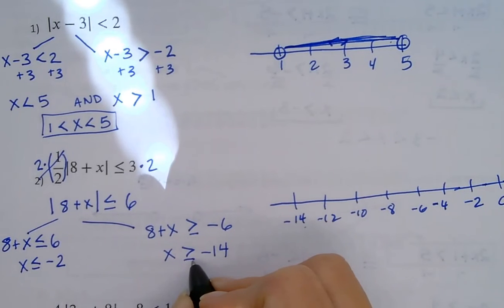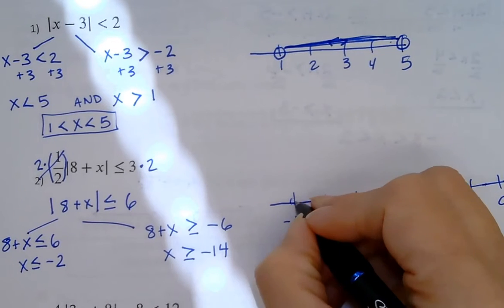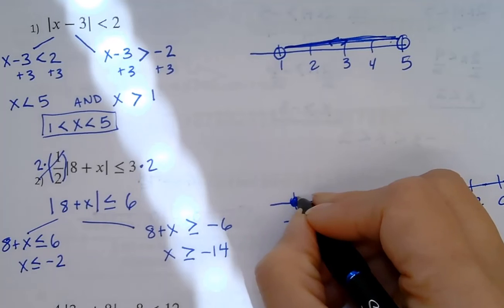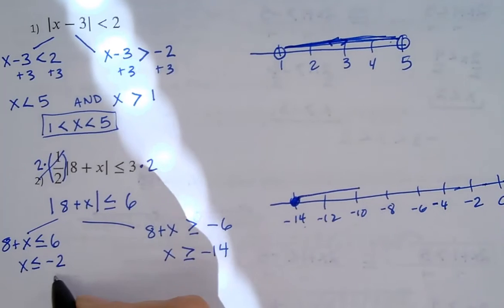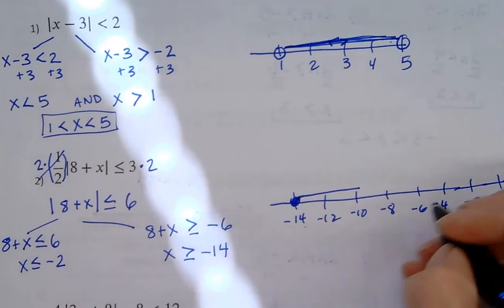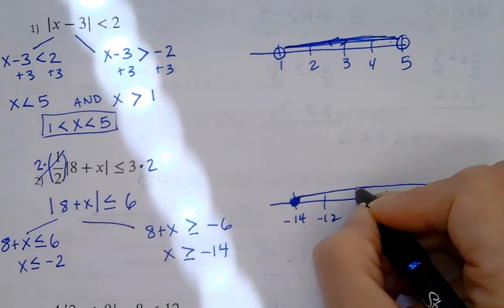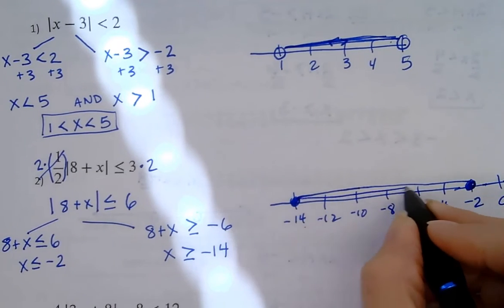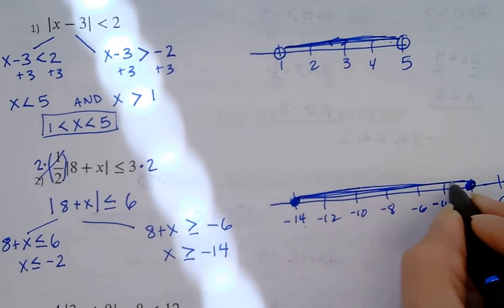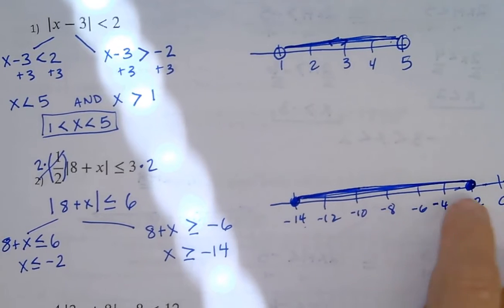X is going to be greater than or equal to negative 14, so I'm going in this direction. X is going to be less than or equal to negative 2. Here's negative 2. I want to be less than or equal to negative 2. And it's everything in between. I have a solid line here, so all of the numbers in between should be true.